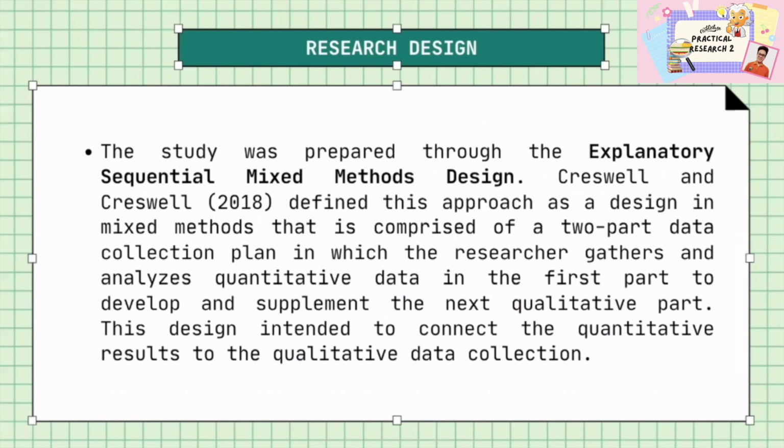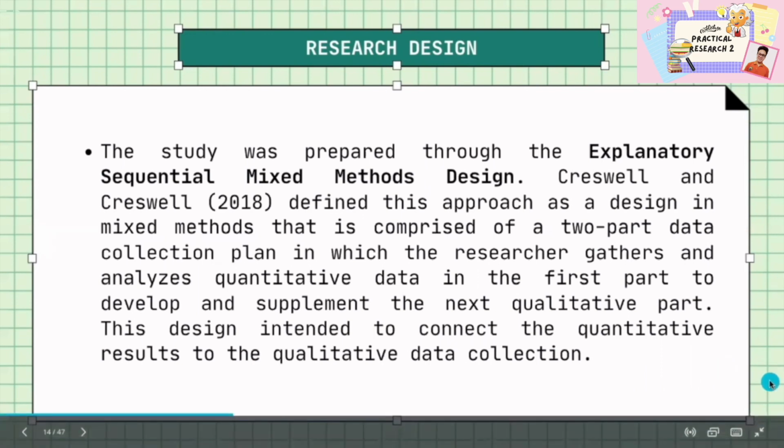Okay? And after that, you have to cite to define the definition or to define the particular research method or research design you use. For example, in this example, we have Creswell 2018 defined this approach as a design in mixed methods that is comprised of a two-part data collection plan in which the researcher gathers and analyzes quantitative data in the first part to develop and supplement the next qualitative part. This design intended to connect the quantitative results to the qualitative data collection.